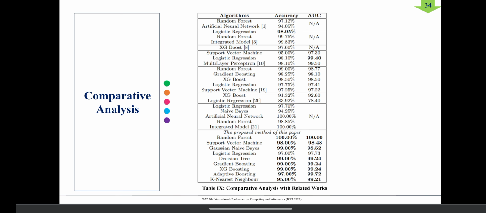In Table 9, we compare the accuracy of our method with some related works. The comparative study shows that the proposed method provides higher accuracy in detecting CKD at the initial stage than the previous works.